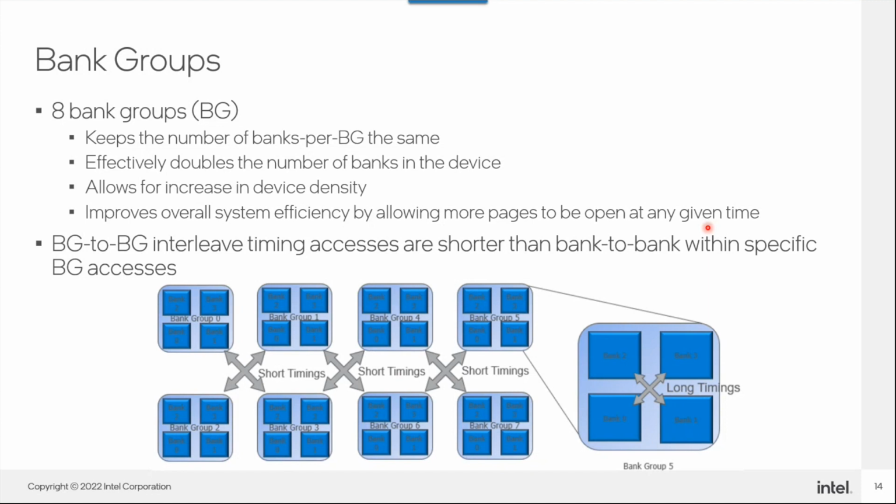Yeah, so for DDR5, as mentioned, it has 8 bank groups. So it is double what DDR4 had. It had 4 bank groups. And the main takeaway on my part is that the interleave or the timing access between bank group and bank group is shorter. That's the main thing to take away. So the timing access is shorter for bank group to bank group versus the time access between the actual banks inside the bank group.